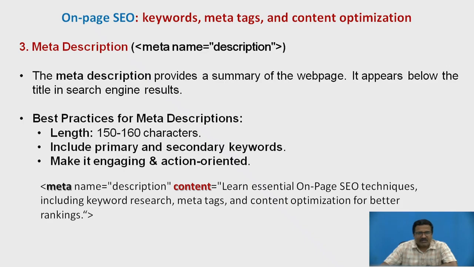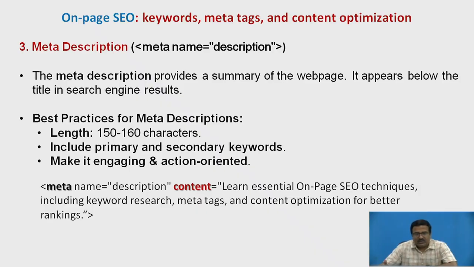For example, I have designed one meta tag where the content is: learn essential on page techniques, include keyword research, meta tags, and content optimization for better ranking. So this is my meta tag. This is the description that I am giving to explain what my page is all about.